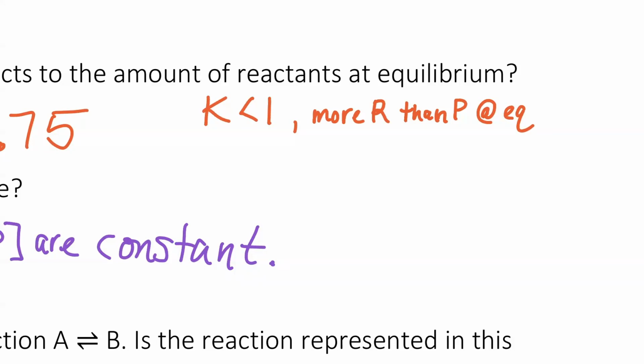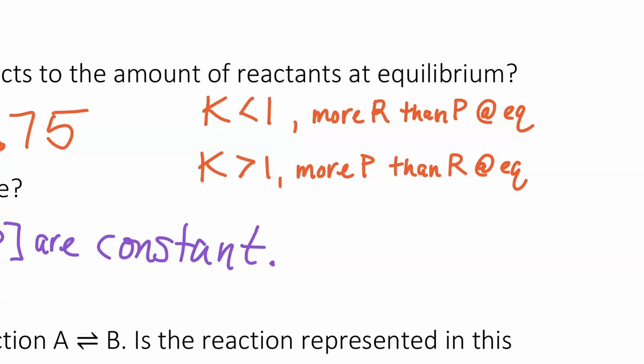Which should make sense, right? When you think of a fraction or a ratio, if the larger value is in the denominator, the overall value is going to be less than 1. In our case, reactants are in the denominator. So if our value is less than 1, we have more reactants. Opposite is true. If K is greater than 1, we have more products than reactants at equilibrium. And again, same thing here. Products are in the numerator. If the numerator is greater than the denominator, then our value will be greater than 1.